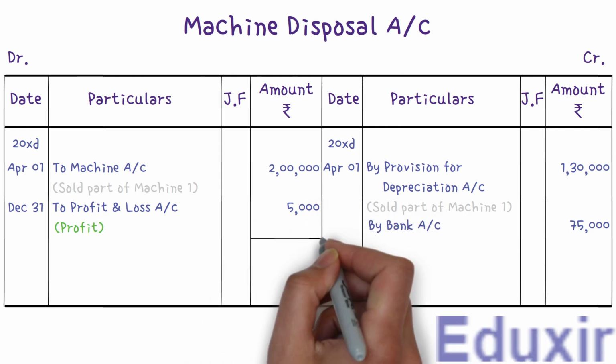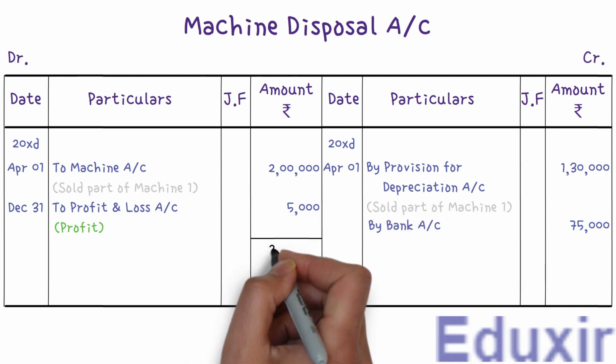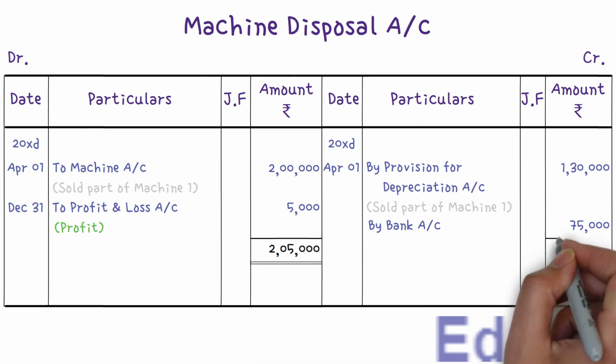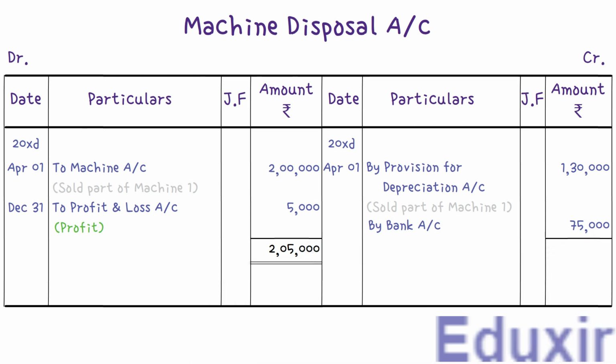Now the total on the debit side of the machine disposal account is 2,05,000 rupees. And the total on the credit side of the machine disposal account is 2,05,000 rupees. So now the machine disposal account is also balanced. With that, we have come to the end of this problem.